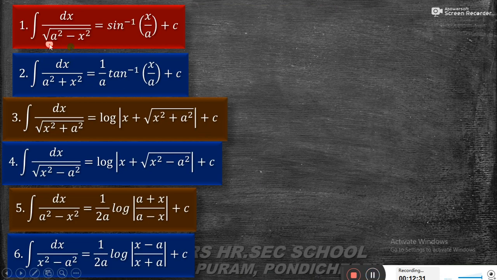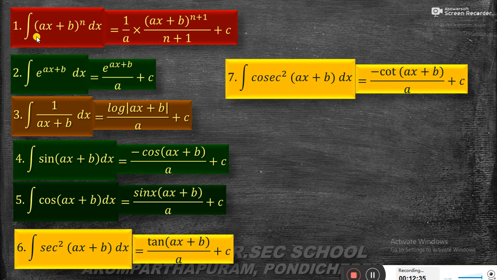Next we calculate integral of (ax plus b) whole power n dx, that means 1 by a into (ax plus b) whole power n plus 1 by n plus 1 plus c. Next, integral e power ax plus b dx equals e power ax plus b by a plus c. Next, integral 1 by ax plus b dx equals log of ax plus b by a.